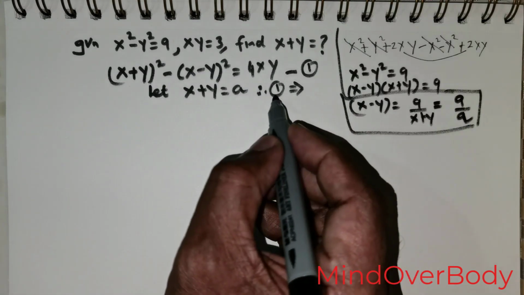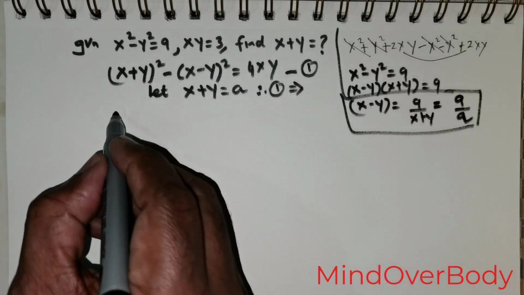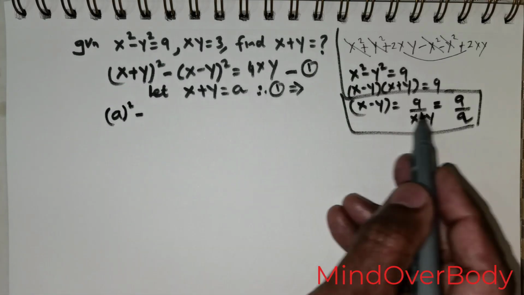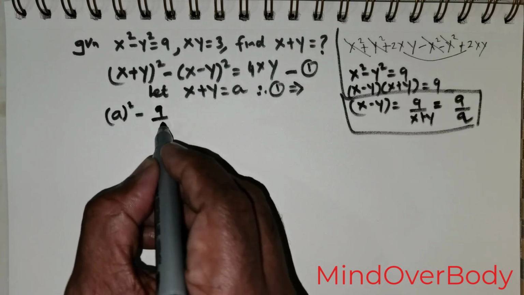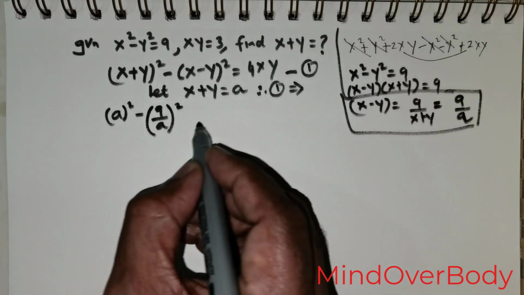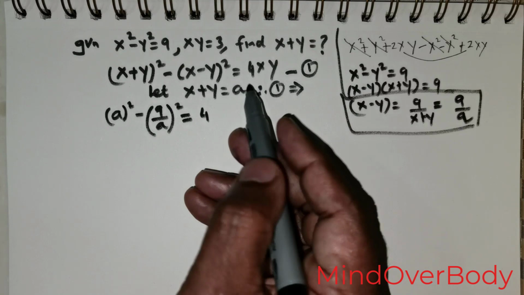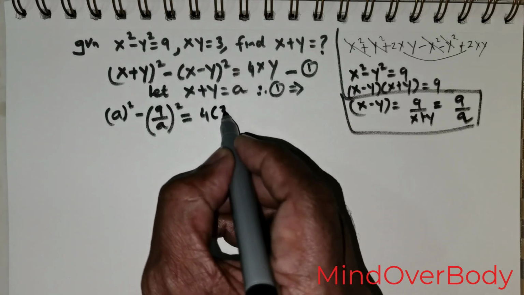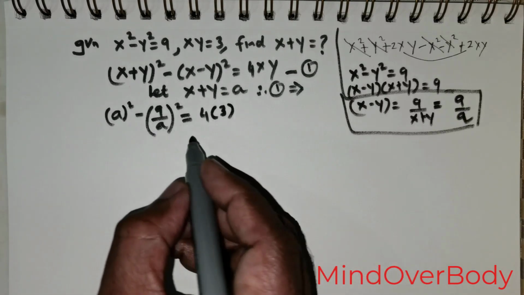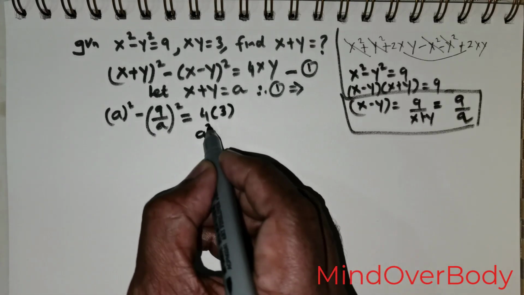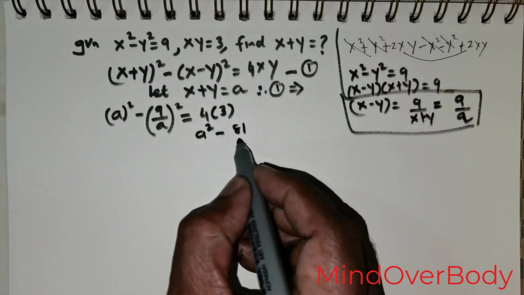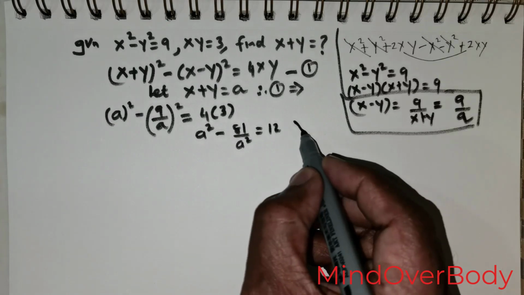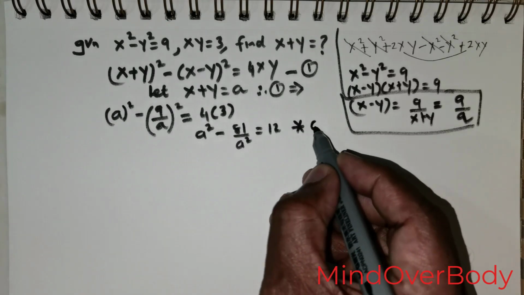As I mentioned, 1 can be rewritten as a² − (9/a)² = 4 times xy, since x − y is 9 over a. Now xy is equal to 3, so I would be substituting that value. This can be further rewritten as a² − 81/a² = 12. Now I will be multiplying throughout by a².